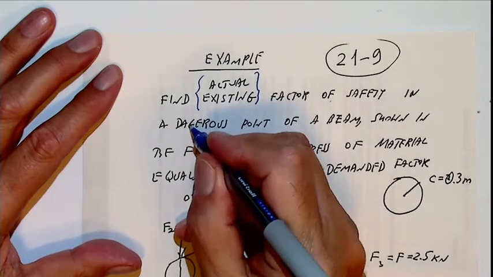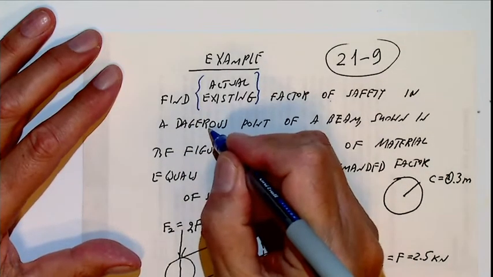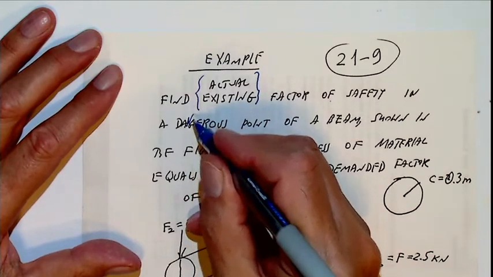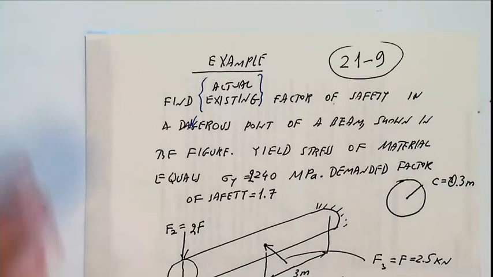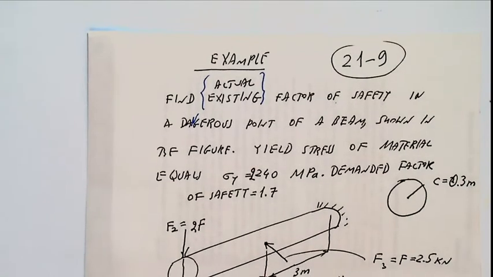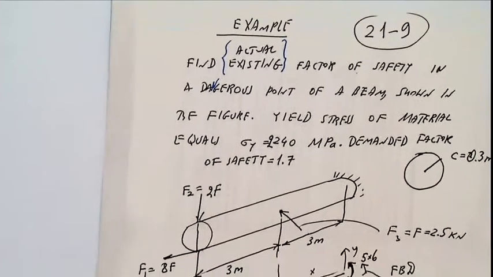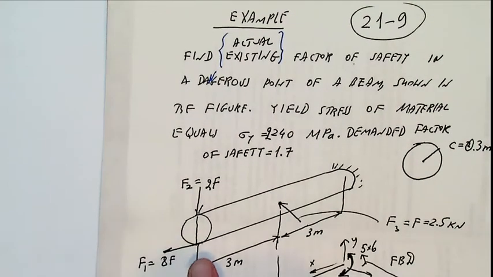dangerous. I was looking at this word and I did not recognize it. Dangerous. Probably I am writing and thinking ahead and I left out the letter. Dangerous point of a beam shown in the figure. That is this figure. Look, what is this? It's a very innocent problem, as it were.